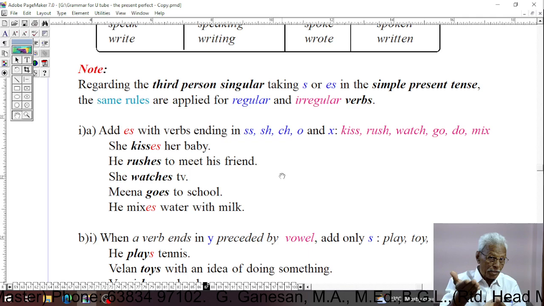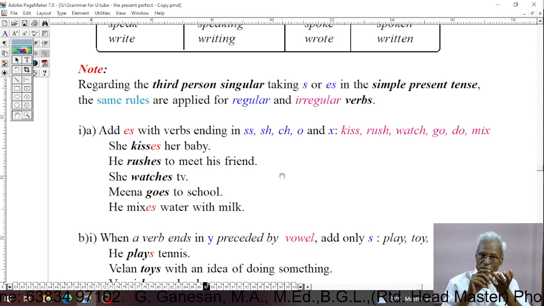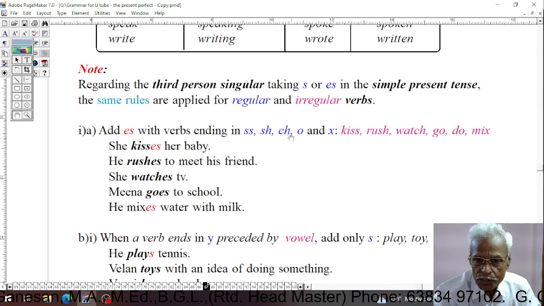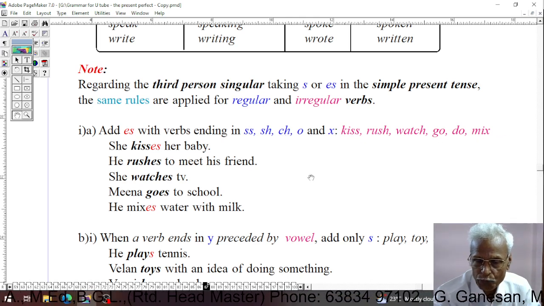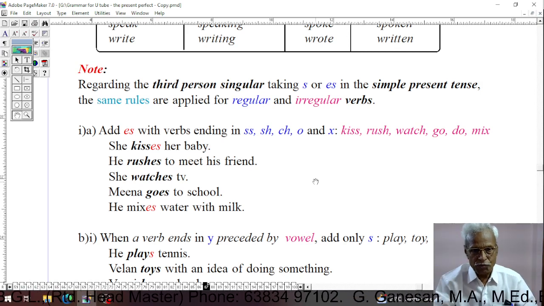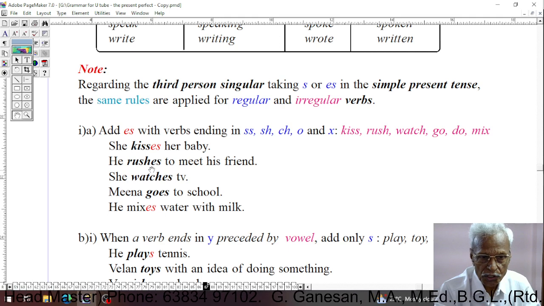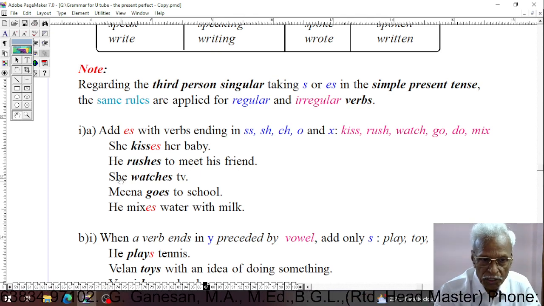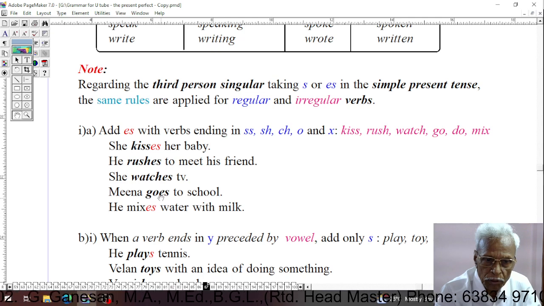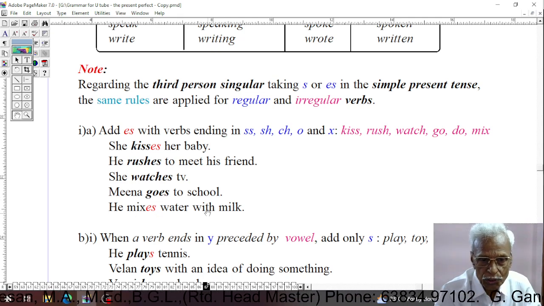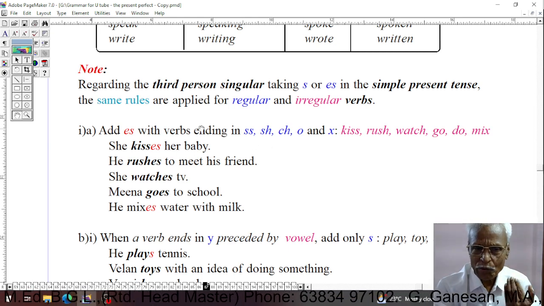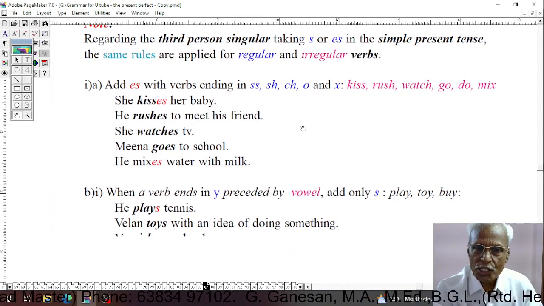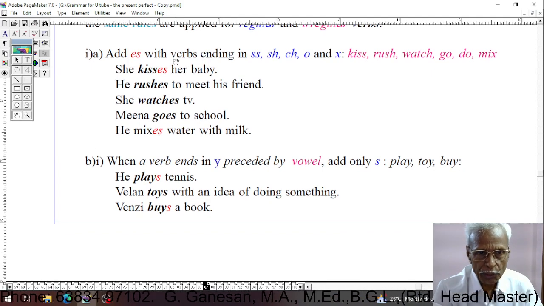But it has four kinds of rules. Rule 1A: when the verb ends in s, sh, ch, o or x, we have to add es with the verb. You see, kiss, kisses; rush, rushes. She kisses her baby, he rushes to meet his friend, she watches TV, Meena goes to school, he mixes water with milk. So here these verbs have ended in one of these consonants, and es has been added.